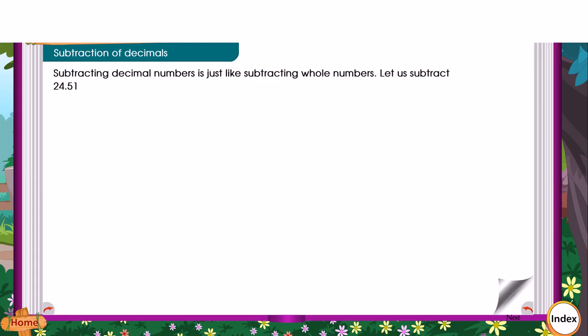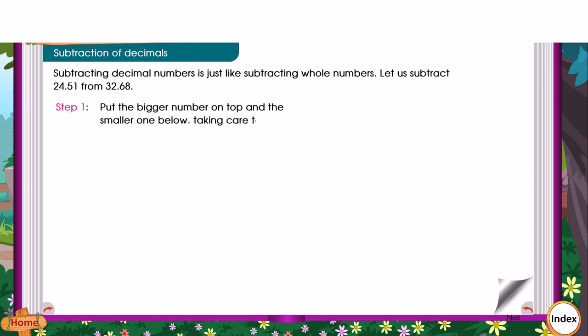Subtraction of decimals. Subtracting decimal numbers is just like subtracting whole numbers. Let us subtract 24.51 from 32.68. Step 1. Put the bigger number on top and the smaller one below, taking care to match the place value and keeping the decimal point one below the other.